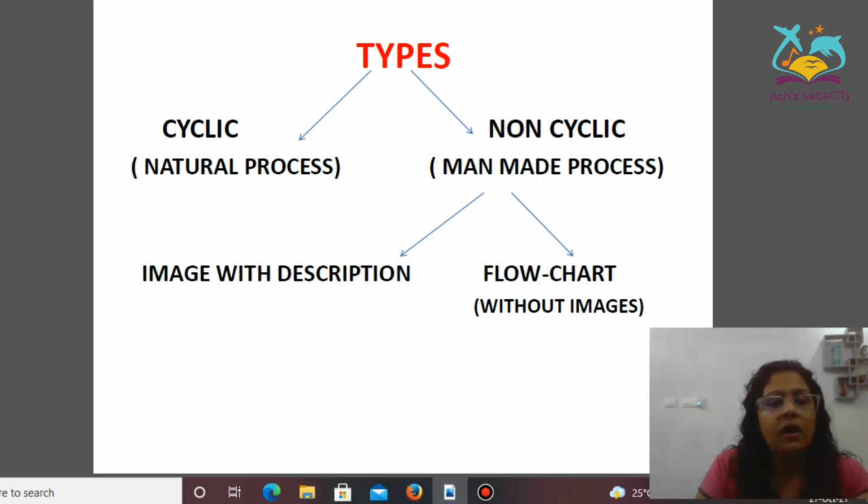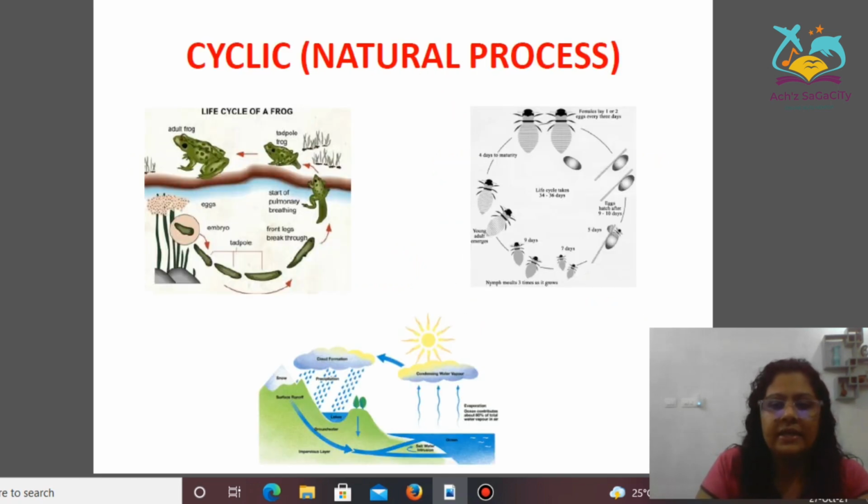So nowadays in the real exam, they are not asking these type of cyclic one. I think a long back only they asked the cyclic process diagram. Nowadays they are asking non-cyclic one. That may be with the picture or without the picture, only description. That means flowchart model. So we will see more about that.